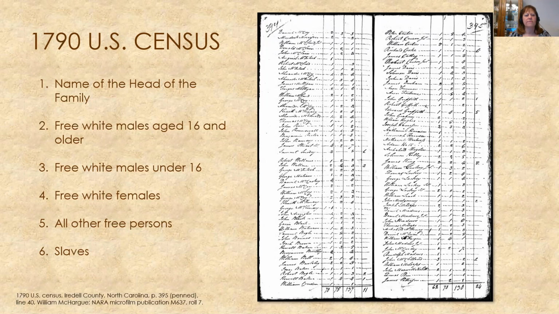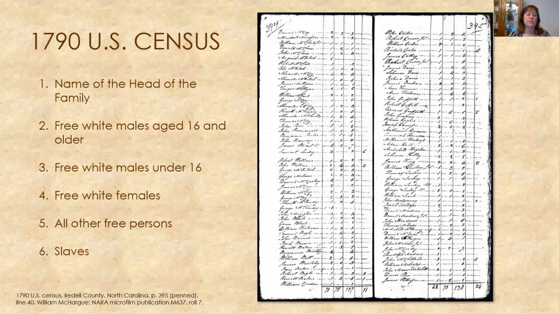Notice that only free white males were counted in 2 separate categories: age 16 and older and aged under 16. The purpose for this separation was to assess the country's industrial and military potential. At the time of the 1790 census, there were no standard forms for the marshals to use when writing down the information. So they would use whatever paper was available, and that paper typically did not include the headings.